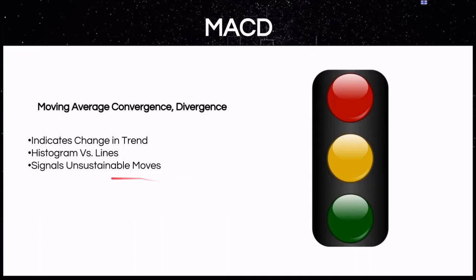And it can also signal an unsustainable move either up or down and show that the price is extended too quickly in that direction and that a pullback or a bounce is due. So let's look at some examples of the MACD.